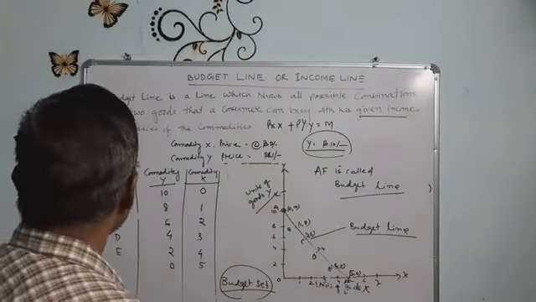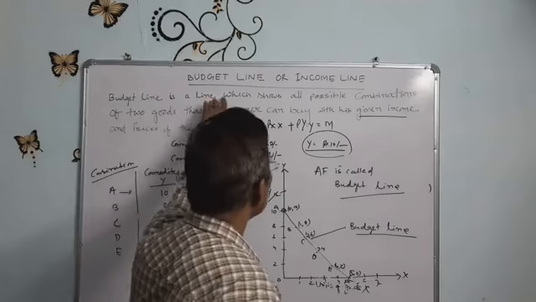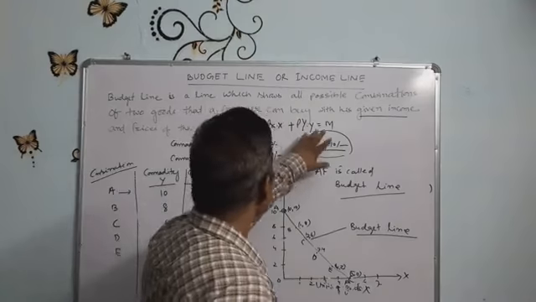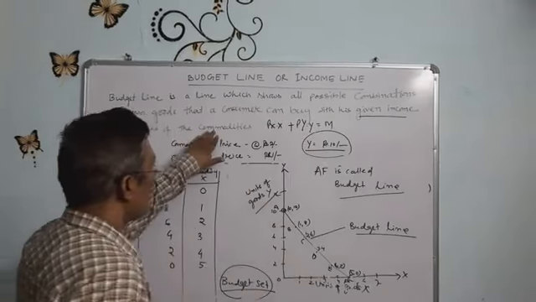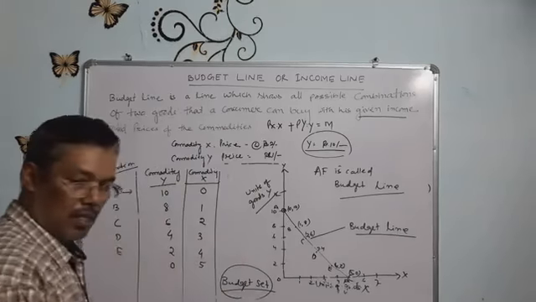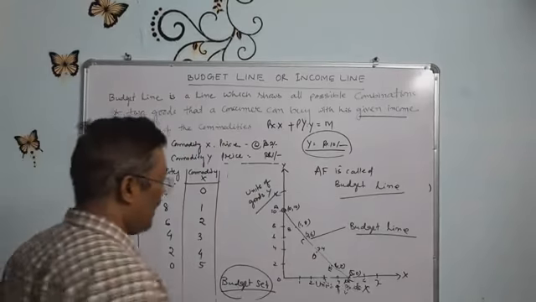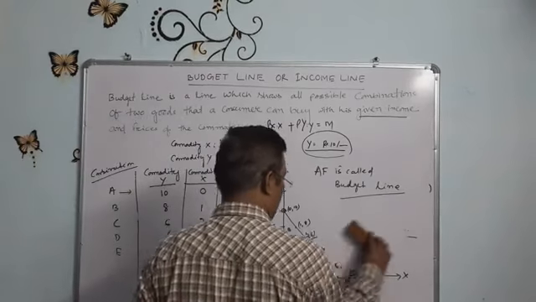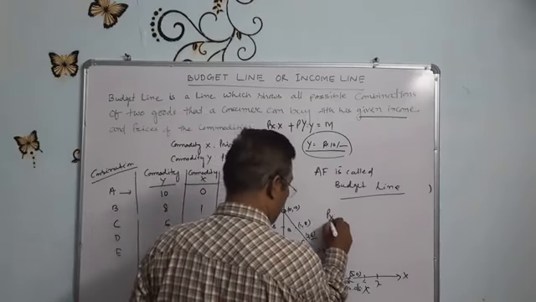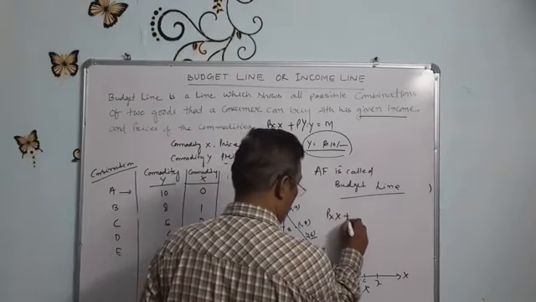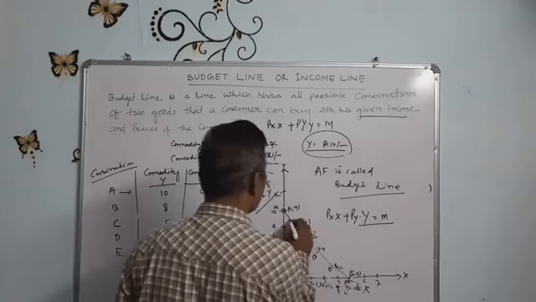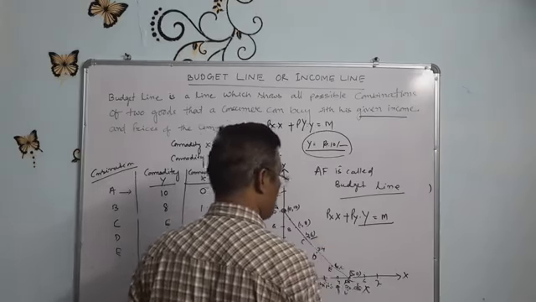Whenever I said the budget line is a line which shows all the possible combinations of two goods that a consumer can buy with his given income and prices of the commodities at a given time, AF is the budget line. At any point of this line, price of X into X plus price of Y into Y equals M.